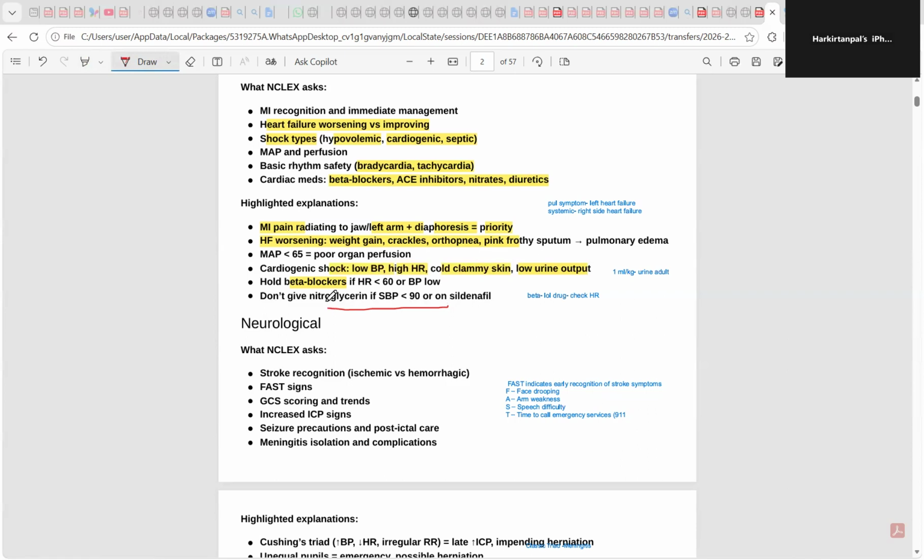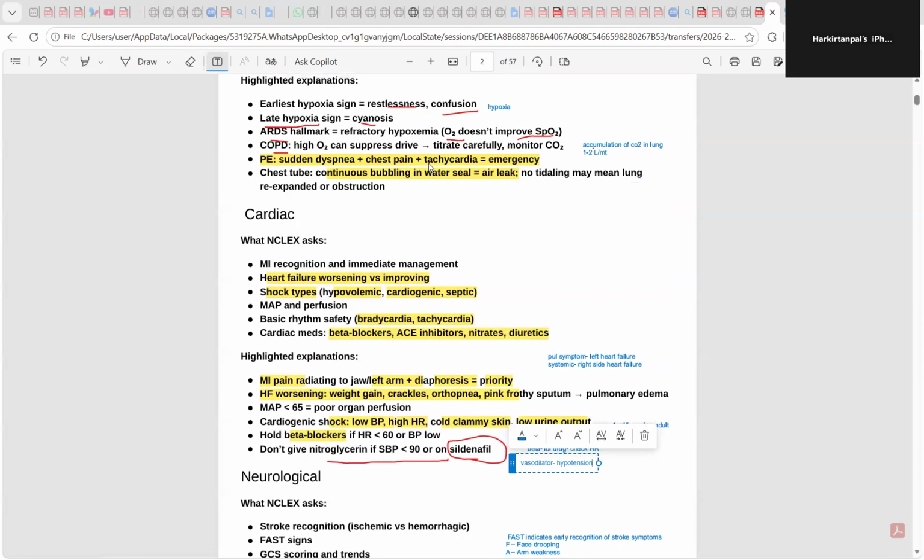And one more thing, if the client is already taking sildenafil or Viagra, we should not administer nitroglycerin, because sildenafil is also a vasodilator. So both will cause what? A vasodilator will dilate the blood vessels, which can cause what? Hypotension. So we should not administer if the client's BP is less than 90 mmHg, or if the client is getting sildenafil. Hope you got clarity on the cardiac system.